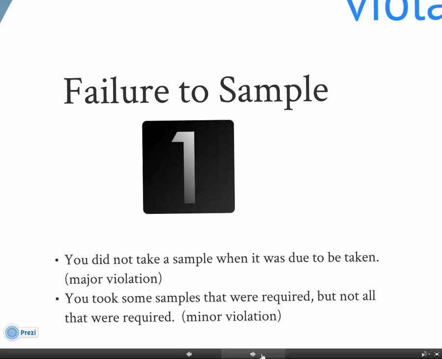There's a major and a minor type of these violations. The major type is when the water system did not take a sample when it was due to be taken. The minor version means that the water system took some of the samples that were required, but not all of them. An example would be if your water system had a positive coliform sample and you were supposed to take 4 repeats, but you only took 3. That would just be a minor repeat sampling violation because you took some of them, but you didn't take all of them.